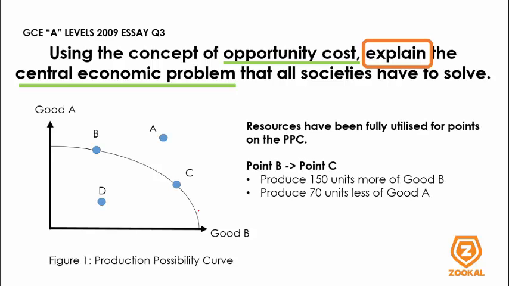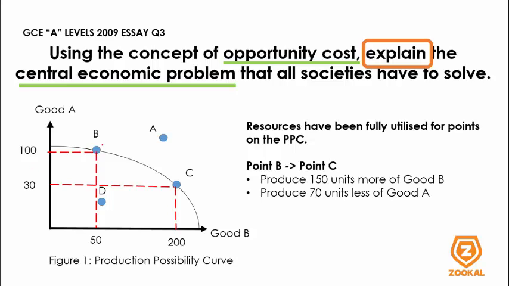Now, because resources have already been fully utilized for points on the PPC, there is opportunity cost that is involved. To illustrate that, let's look at point B. For point B, the economy is producing 100 units of good A and 50 units of good B. On the other hand, for point C, the economy is producing at 30 units of good A and 200 units of good B. Okay, so in your essay, you can give a random number for all this illustration. So here, this is the number that I make up.